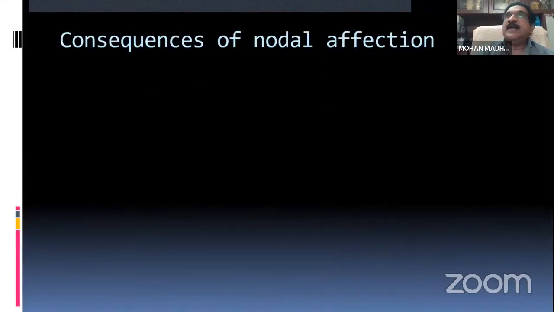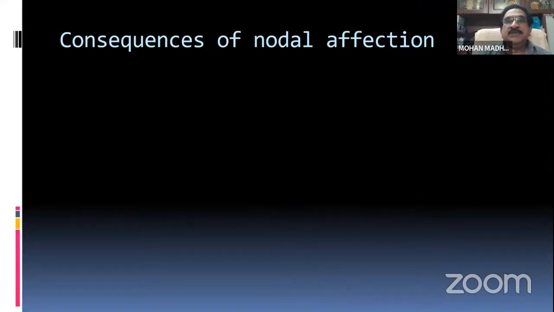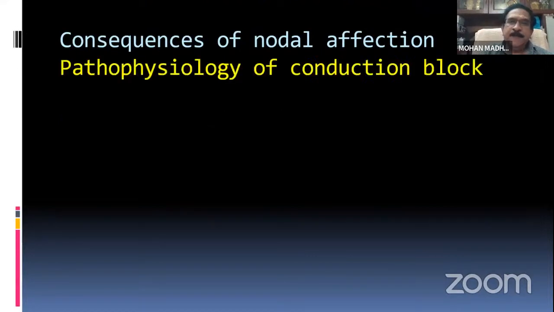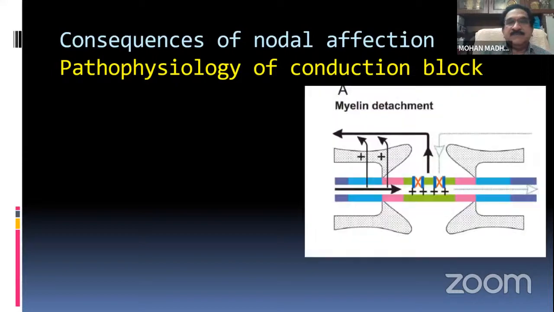So let us see what happens when there is consequence of nodal affection. There are two things which can happen. It can cause a conduction block and can cause axonal degeneration. Let us see how this is produced. Let us first look at the pathophysiology of the conduction block due to a problem in the nodal region.